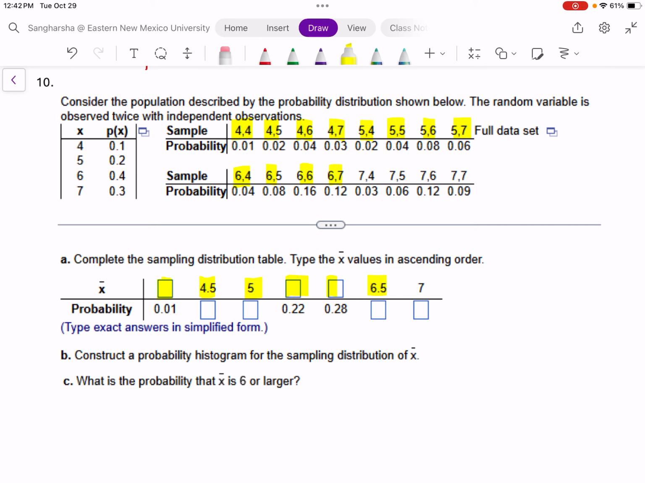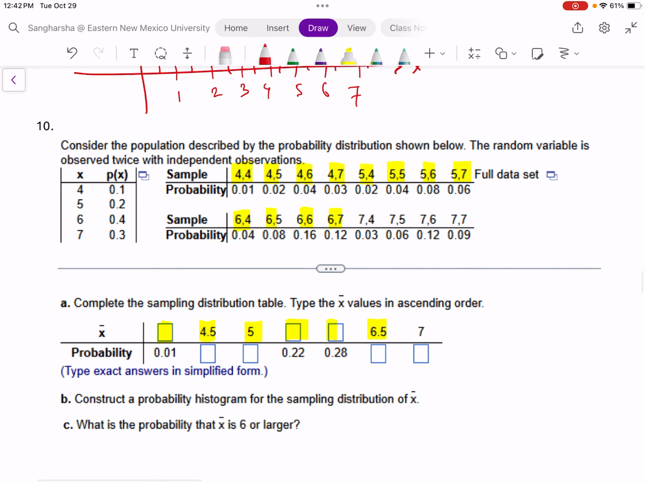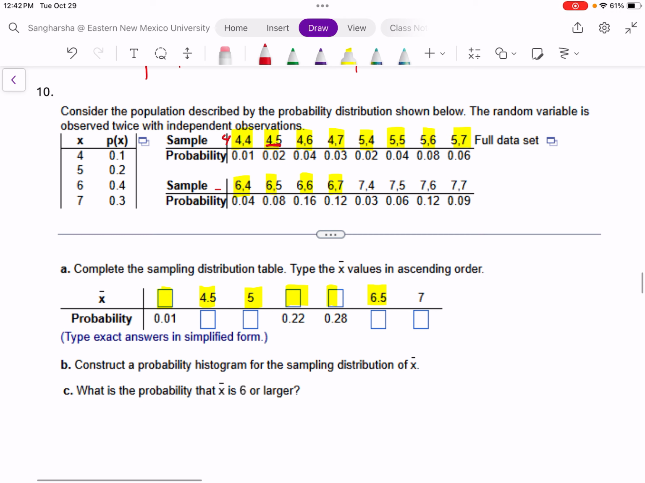Can you just do number 10? So if you have 4, 4, what is the x bar? It's going to be 4, right? So you find the x bar. So this should be 4. You find the x bar for each sample, write it down here, and you find the corresponding probability. Can you solve this number 10? And if you can't solve, just write me an email. Okay, I'll just reply to you.